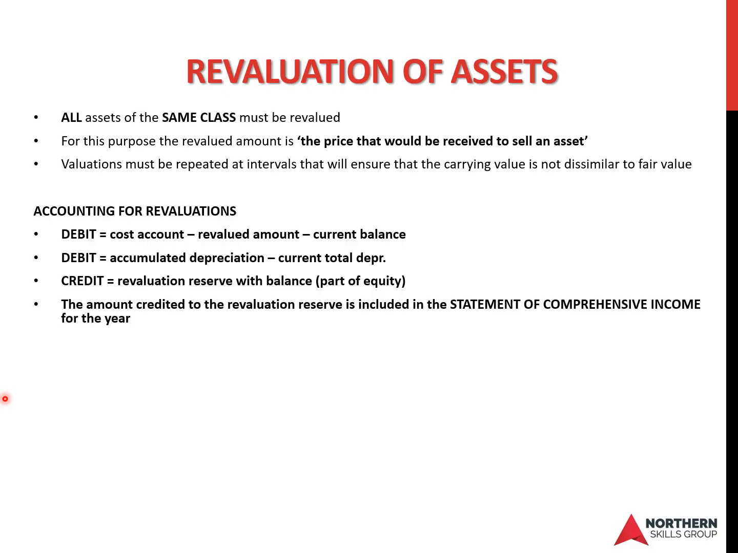And remember that the amount that gets credited to the revaluation reserve also appears in the statement of comprehensive income for the year. It doesn't go to the profit and loss account, that only shows realized profits, but it does appear in the statement of comprehensive income. So debit cost to increase the amount in the cost account to the present value, get rid of accumulated depreciation by debiting that account, and then put a credit entry through to the revaluation reserve.